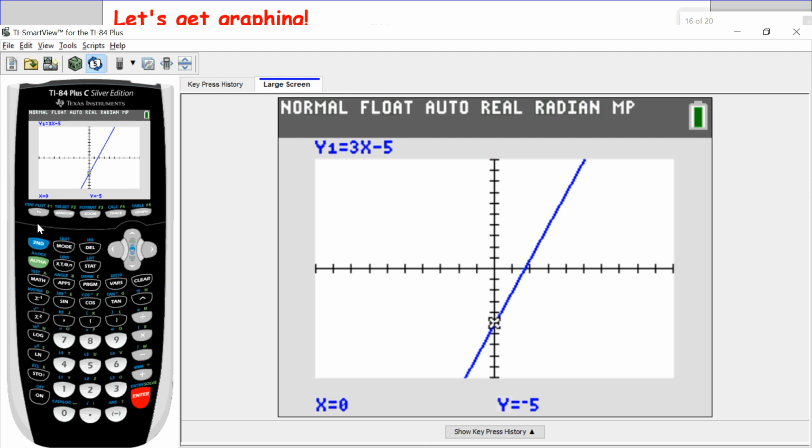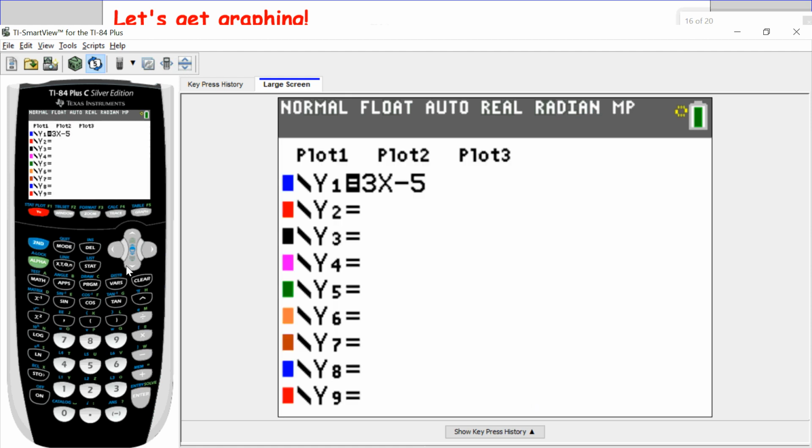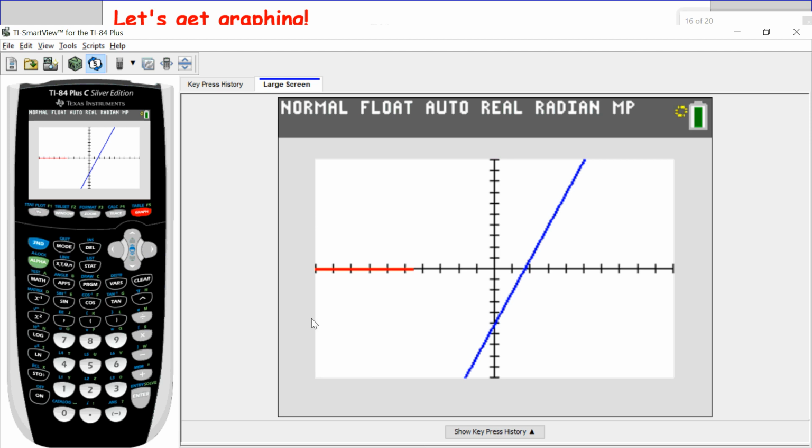Now to find the x-intercept of the function, I'm going to go back into my y equals, and in y2 I'm going to enter in 0. Now this is a color calculator, so you'll see what I'm doing. If you don't have a color calculator, just trust that it is graphing that. So see, there is my x-axis. So to find the x-intercept, I want to find this point here where the two functions intersect. So I go second, calculate, which is second trace.